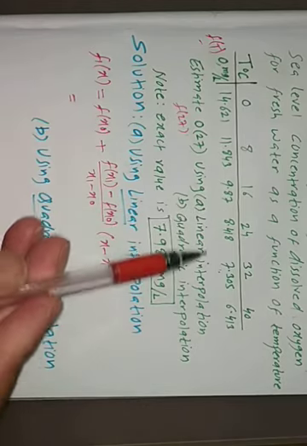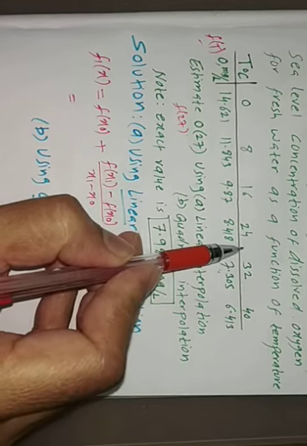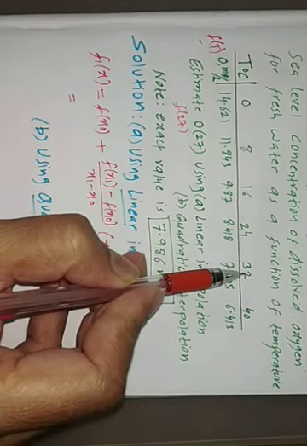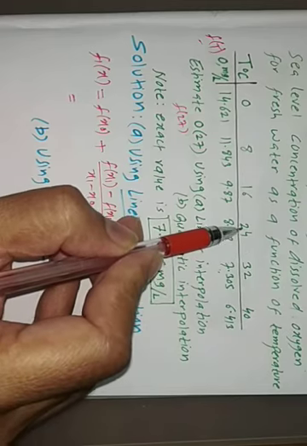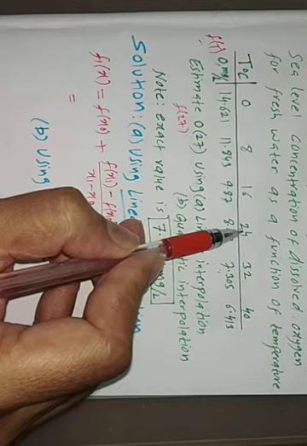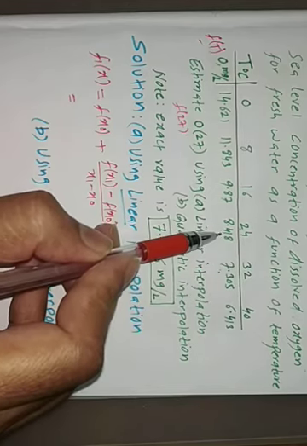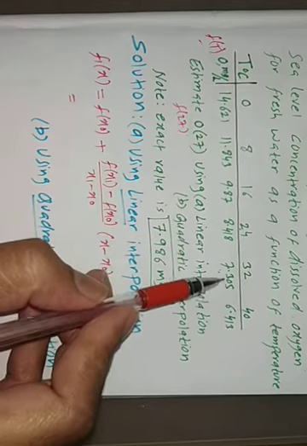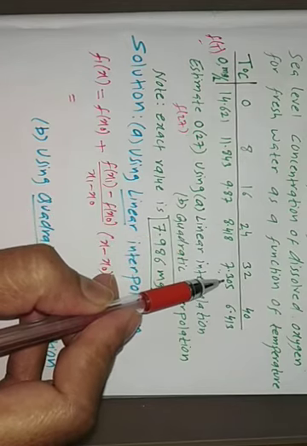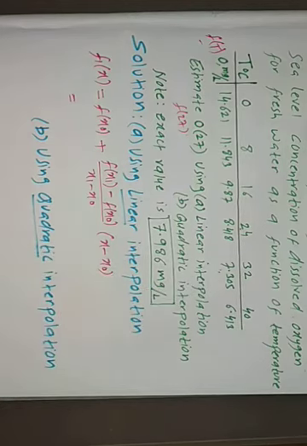So the data points are given, there are a number of data points, but this 27 will fall between 24 and 32. So we will use these 2 points. That means 24 will be our x0 and 32 will be our x1. Similarly 8.418 will be f of x0 and 7.305 will be our f of x1. So we will put all these values.